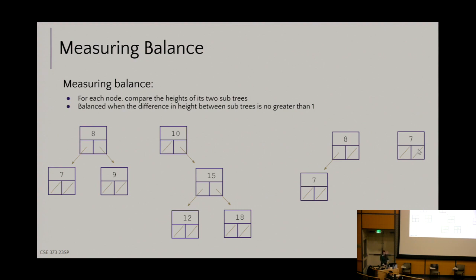What about this 7 just hanging out all by itself? Is that a balanced tree? Yes. Its left and right children are exactly the same. They're both -1. So that's how we calculate balance. Does anyone have any questions? I know the -1 height thing is a little weird.